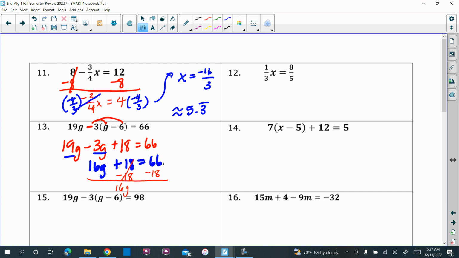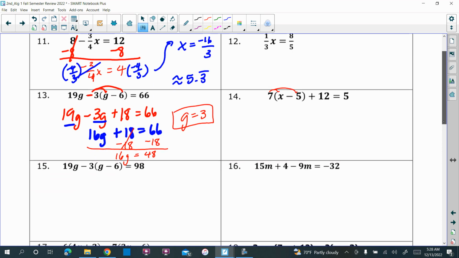16g, I probably should have moved this to the side. Draw a blank, sorry. Equals 48. And then we're dividing by 16, so you should get g equals 3. Yeah. So you have some distributing that needs to be done first on number 14, and then combining like terms. Uh, 15 is very similar to 13.